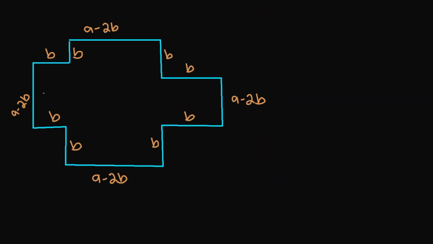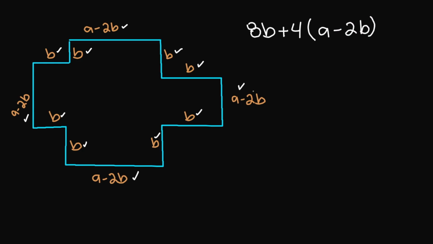Let's look at this example here. So we're going to add all of our sides. Now we have 1, 2, 3, 4, 5, 6, 7, 8. We have 8 B's. I'm going to go ahead and just put my 8 B's here. And then we have 1, 2, 3, 4. We have 4 expressions here. So we have plus 4 times (A minus 2B). And the reason why is because we do have 4 of the same expression here.